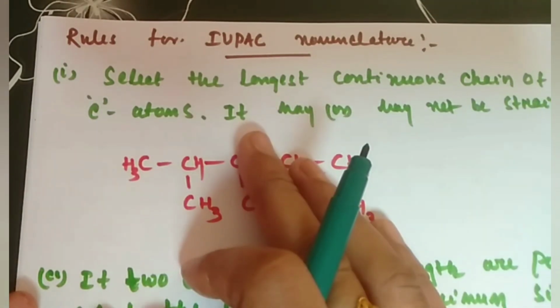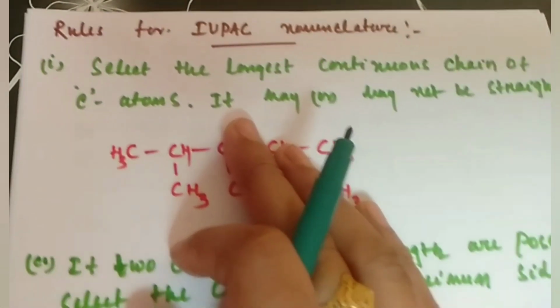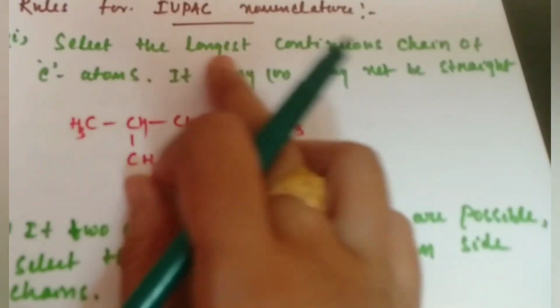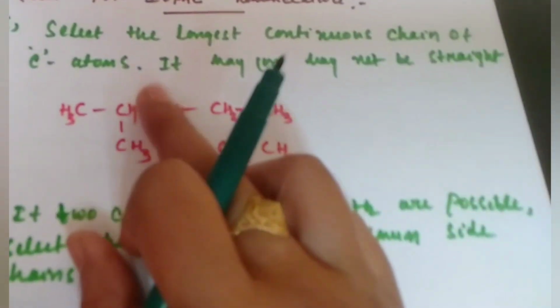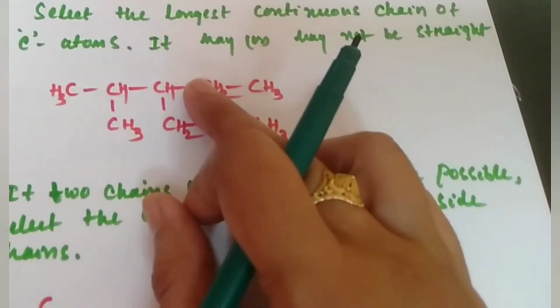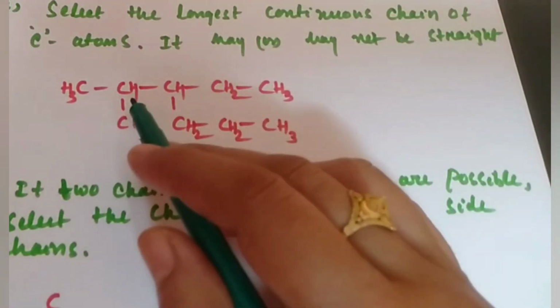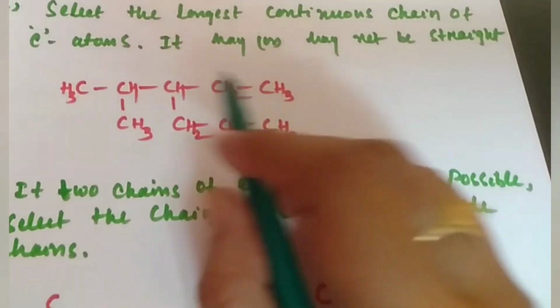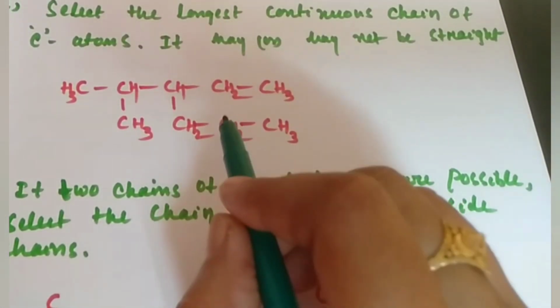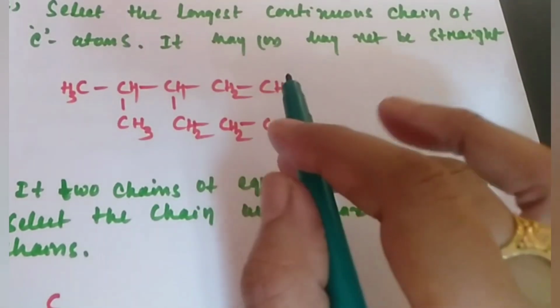Now next we will discuss some of the rules for doing the IUPAC nomenclature. What is the first rule? Select the longest continuous chain of carbon atoms. It may or may not be straight. That means that chain may be a straight chain or a branched chain. Here, what do we have to choose? We have to choose the longest continuous carbon chain as the parent chain.